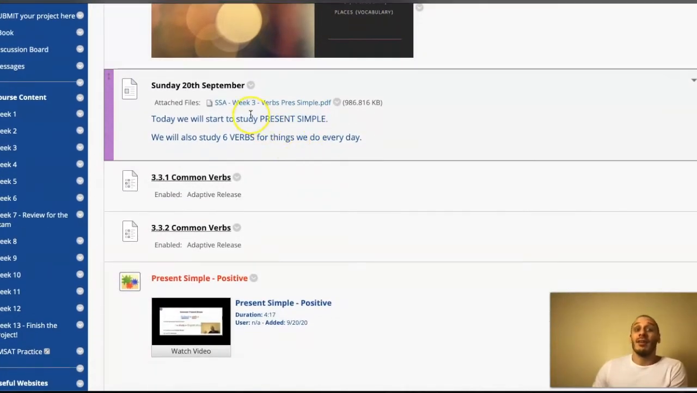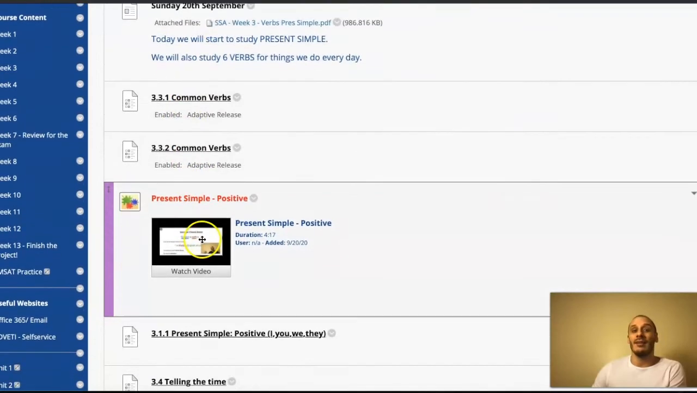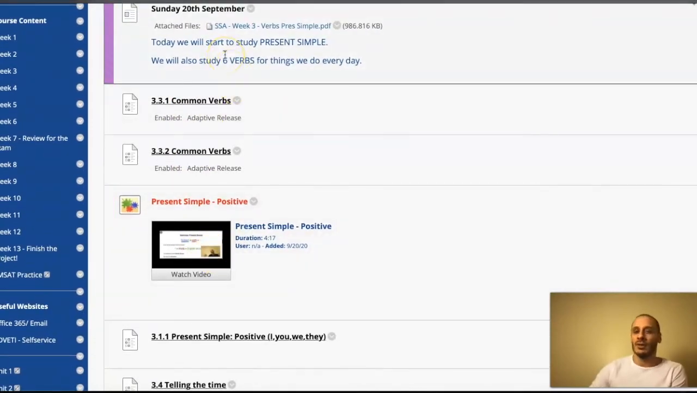Then, because generally I'm using a PowerPoint every day in the Collaborate sessions, I'm not successful at using the ebook in Collaborate for sure, so I prefer to have most of my stuff on PDFs and PowerPoints. So I always put the PowerPoint with the day, Sunday 20th, and then the quizzes and the content related to what we study underneath it.